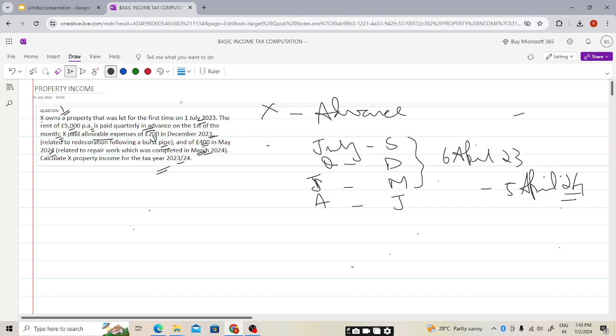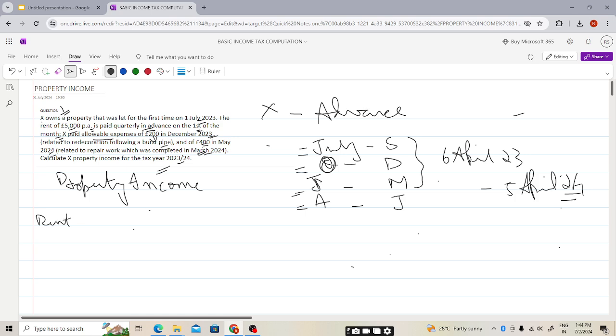But here the catch is what? Here the catch will be that he is paying on the 1st. So on July 1st he will be paying, October 1st he will be paying, 1st January and 1st April. So the X property income will be property income, rent received. What will be my rent received? Rent received will be the whole 5,000, because what is the basic rule?